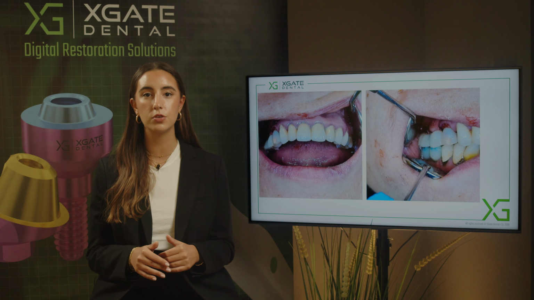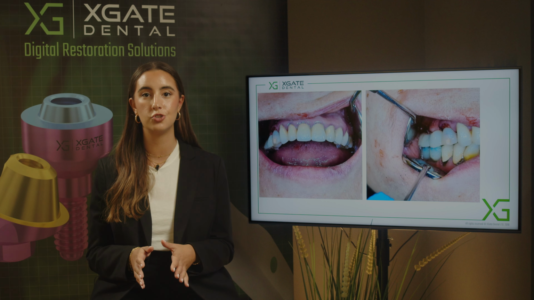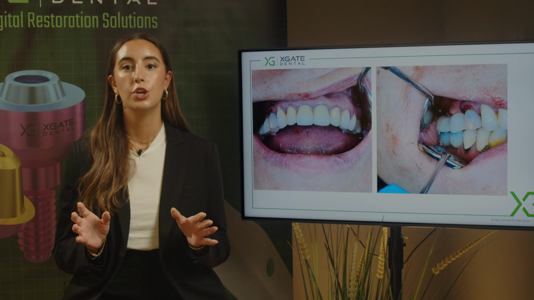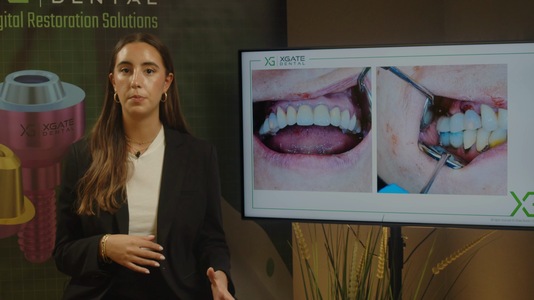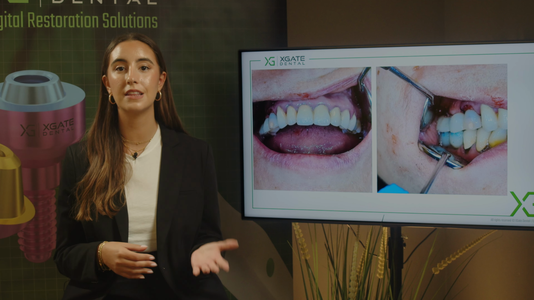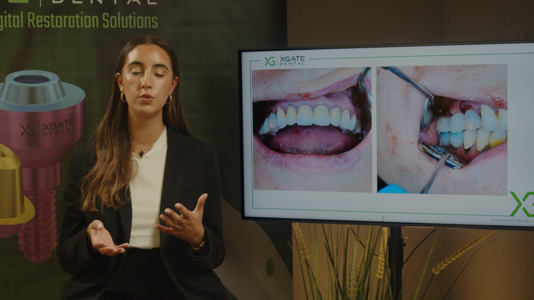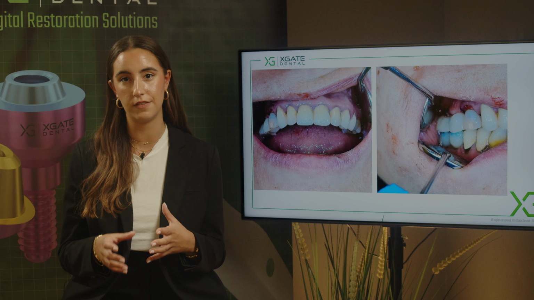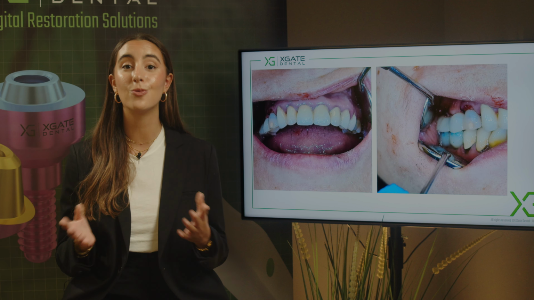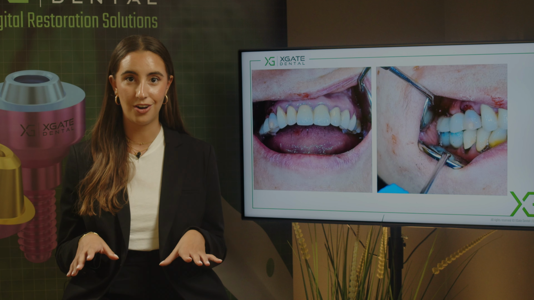So you place straight multi-units, you make a temporary bridge, and you give it a few months to heal. You'll mask the screw channel with a little bit of composite so it won't be seen, and later on you'll take another impression and you'll make, with an angulated multi-unit, the right angle with the right height of the gingiva. And you won't see the screw channel at all.